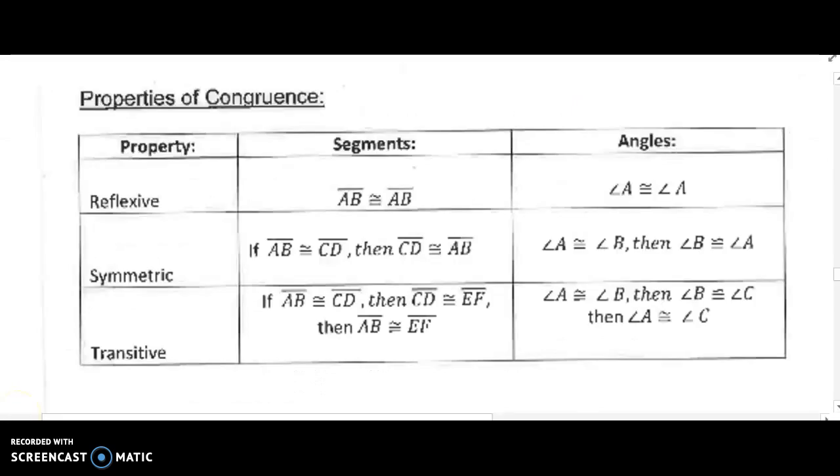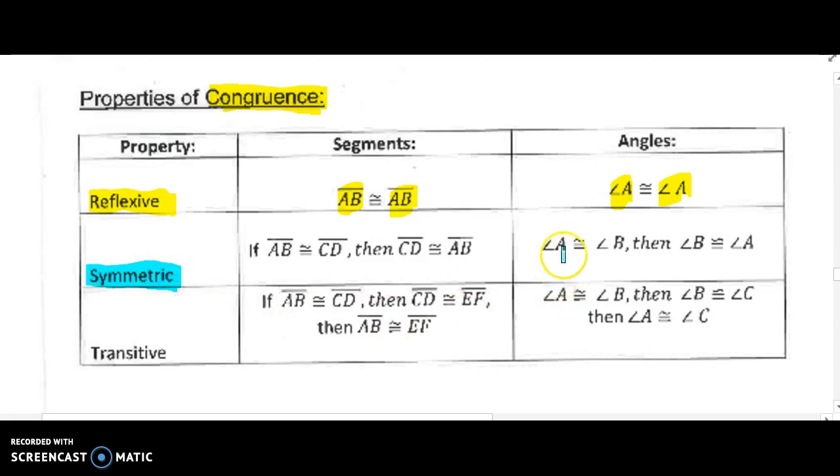Okay, now we're going to move on to the properties of congruence. These are basically the same things we've seen before with the properties of equality. We knew that the reflexive property was when the same thing is literally on both sides of the equation. Angle A is congruent to angle A. The only difference is now they're the properties of congruence because we're dealing with shapes.